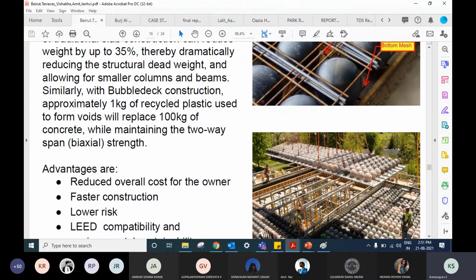Now this is not just to put the services inside the slab, right? That's not the point of a voided slab. It turned out to be an advantage, and they can use it for that purpose.